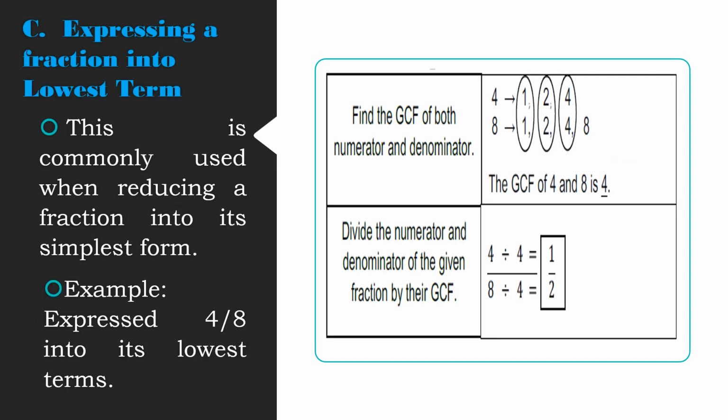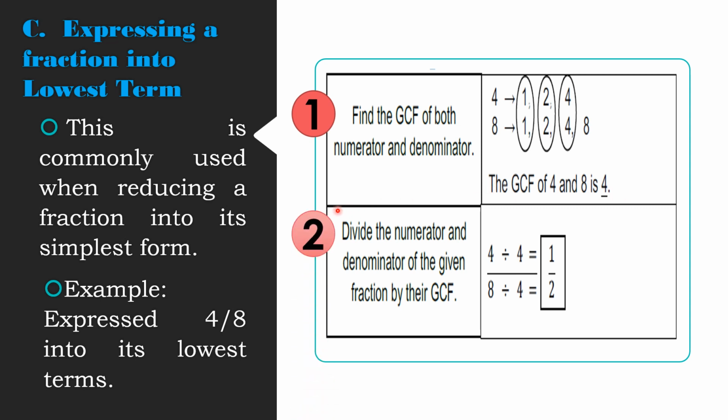Third, you need to know how to express fraction in lowest term. This is commonly used when reducing a fraction into its simplest form. Example, express 4 over 8 into its lowest term. First, you need to find the GCF of both numerator and denominator. The factors of 4 are 1, 2, and 4. The factors of 8 are 1, 2, 4, and 8. Therefore, the greatest common factor of 4 and 8 is 4.